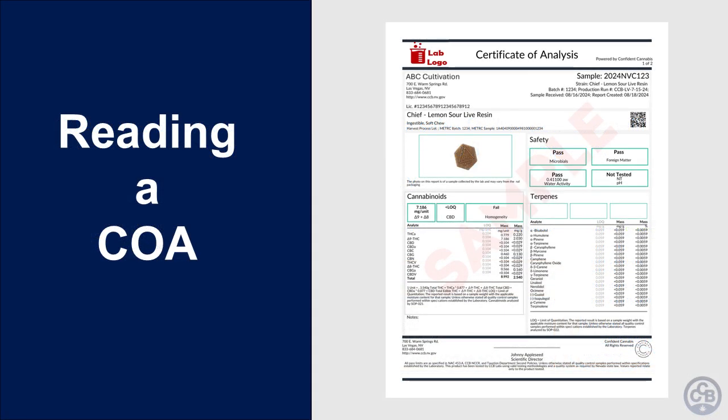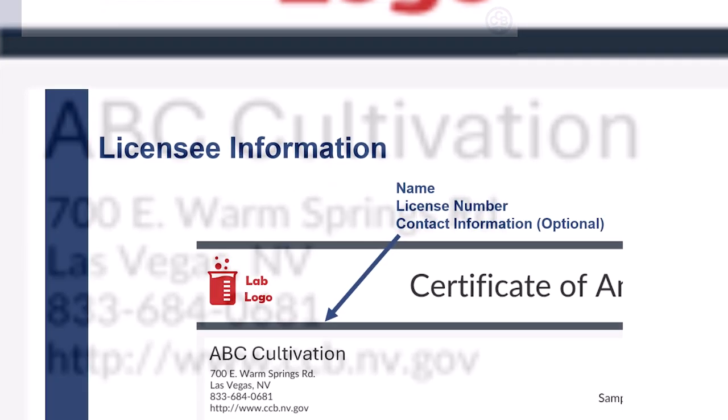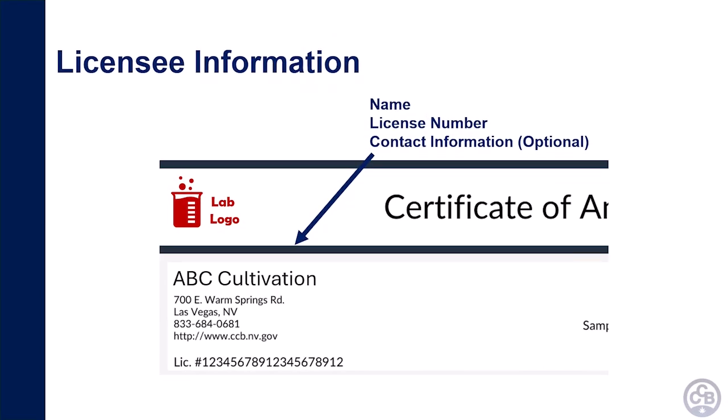In this slide, you'll see the front page of the Certificate of Analysis, which we'll refer to as a COA for the remainder of this presentation. In the next few slides, we'll go over specific information that can be found on a COA. First, in the upper left-hand corner, in the header, you'll find the lab name and the lab's logo. Just below the lab logo, you will find the facility that requested testing. The information provided will include the name and license number of the cultivation or production facility. You may also find contact information on the COA, although it is not required.